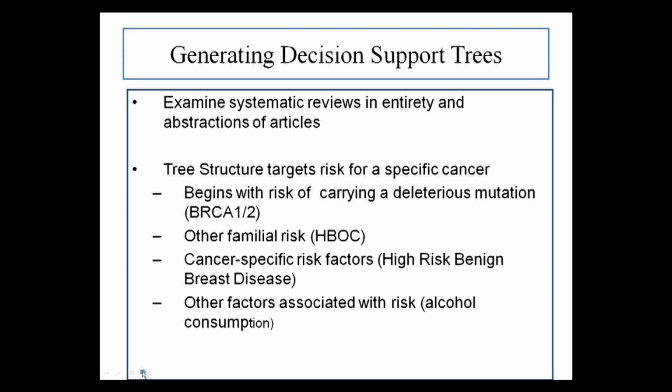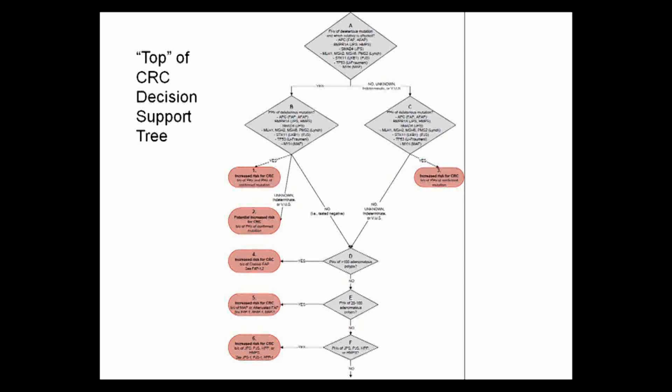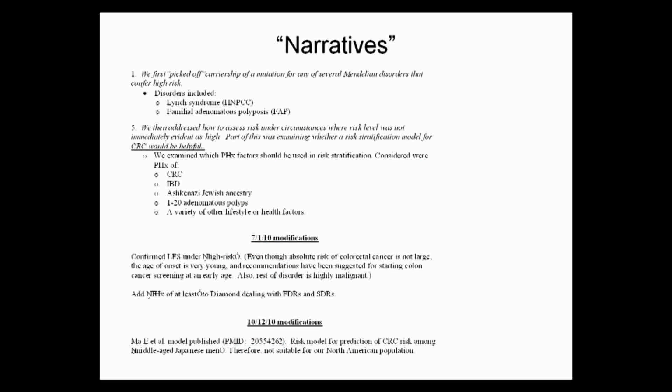This is an example. This is the top of our colorectal decision support tree. So if you look on the very top, diamond A, this is a decision diamond, and this looks at some of the mutations that might be in someone's family, a family history of a deleterious mutation. And then we would run them through this as a set of rules, all the way down to the end, which would dump them out at a population risk. So this is just an example of the top of one of our trees.